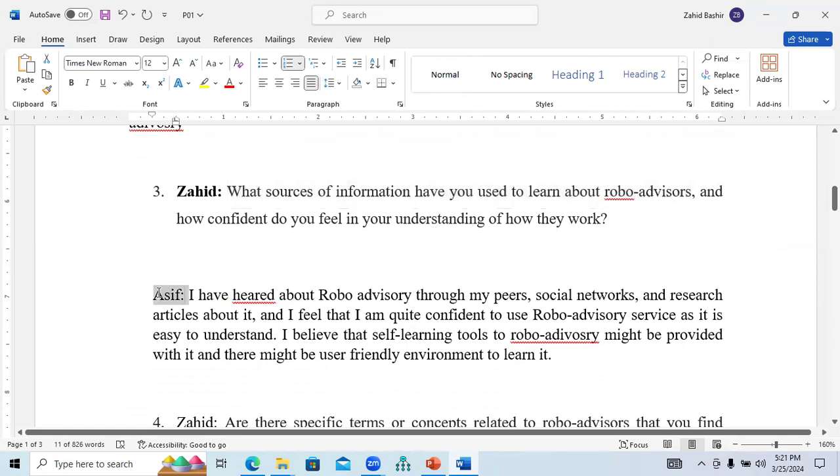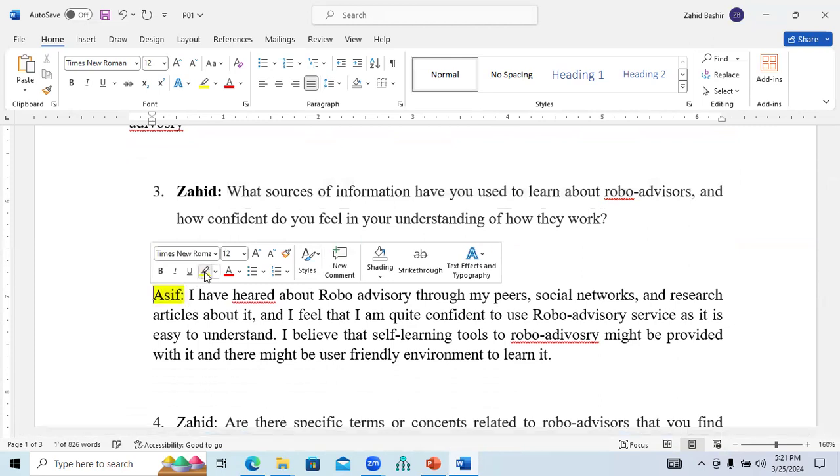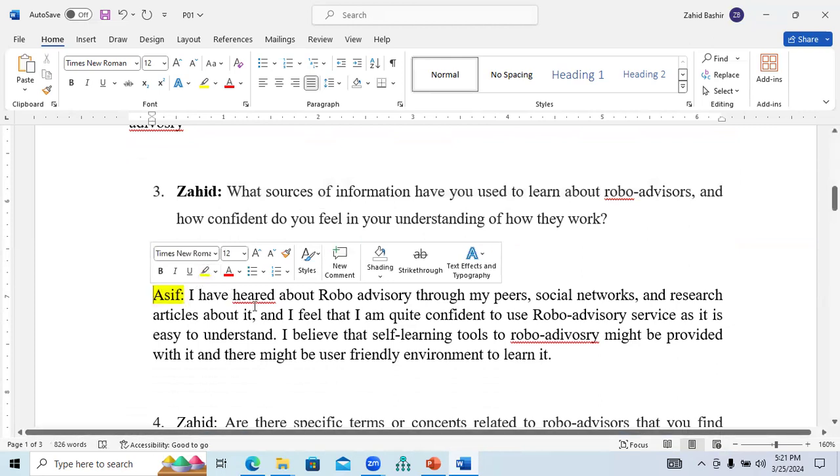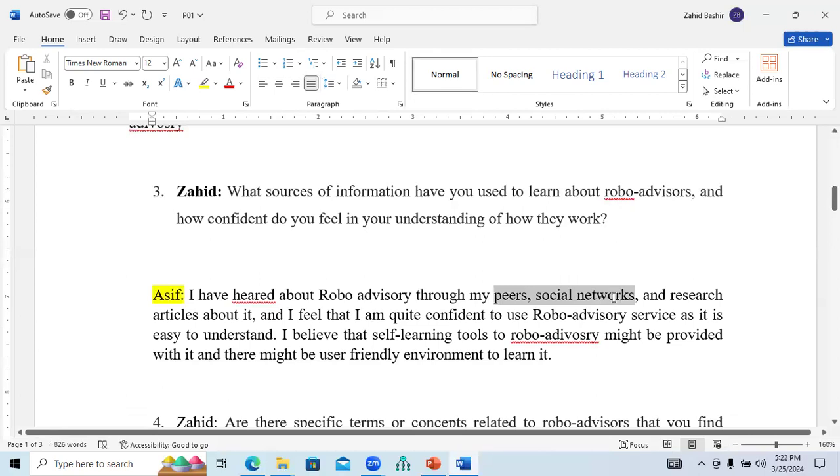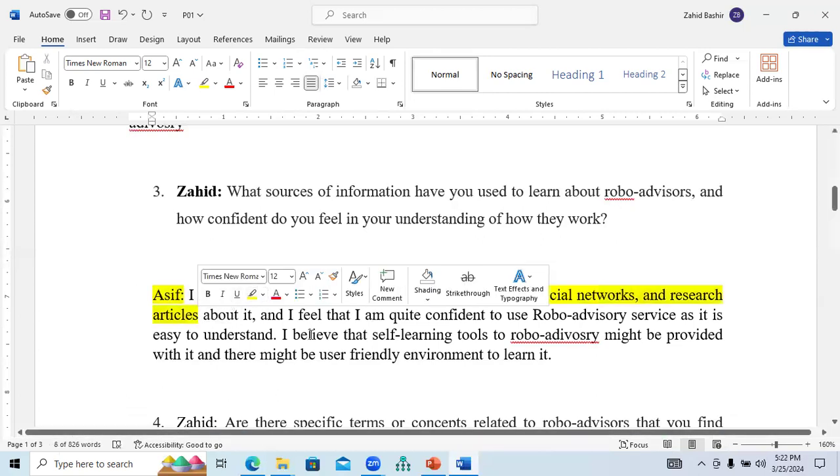So as he was not a user of robo advisory, but he knows that there is a robo advisory service that other countries are using. So how did he get to know about this? He heard about robo advisory through peers, social networks, and research articles. This is another code that is generated.